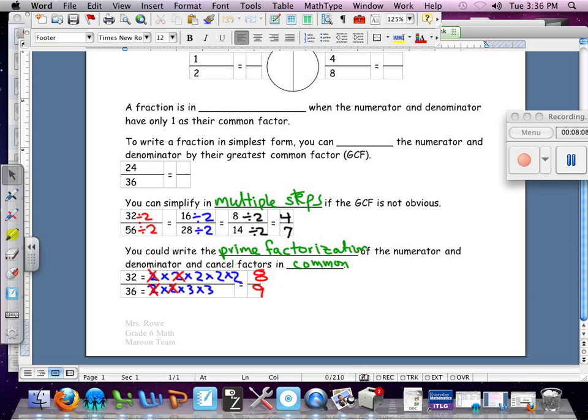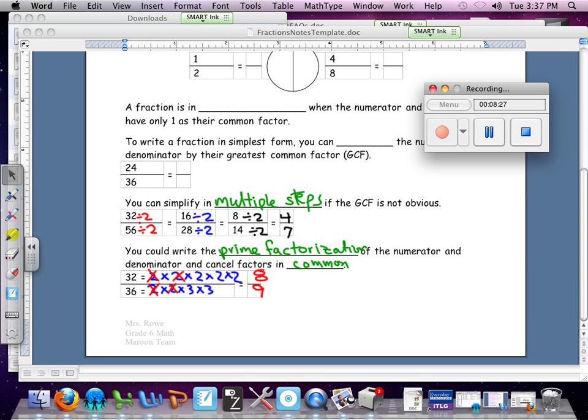And on your practice sheet, sometimes they will request one method over another. Usually, if it's going to request a specific thing, it's having you do the initial step of finding the GCF and then finding your simplest form. But if it doesn't specify, then you can use any of those 3 methods to put fractions in simplest form. So go ahead and try some practice.